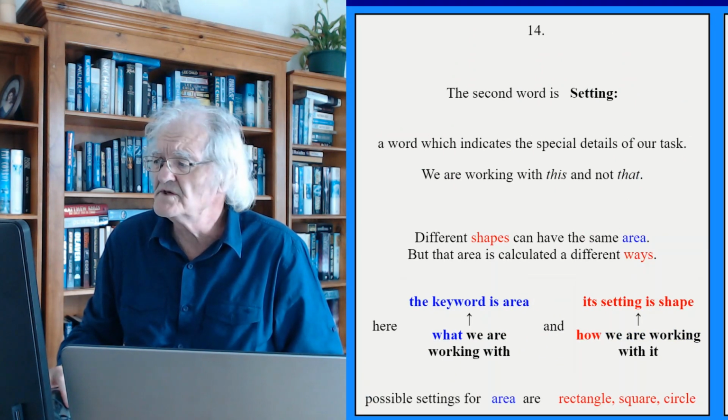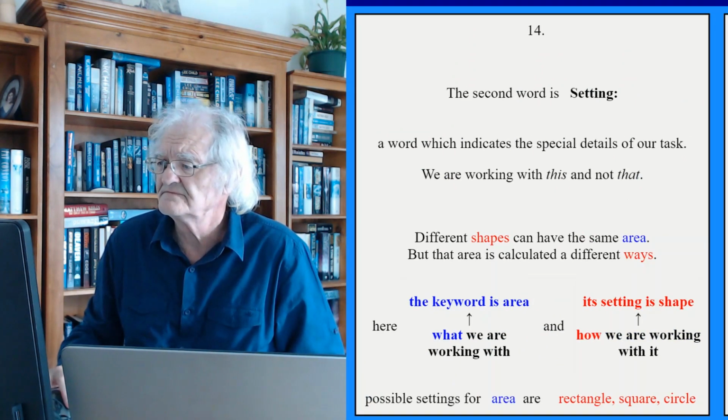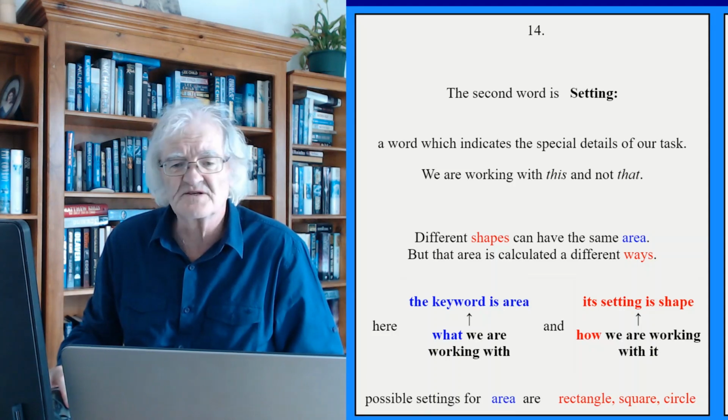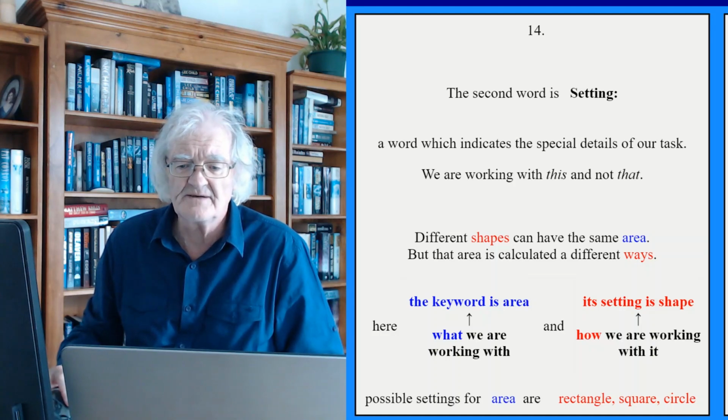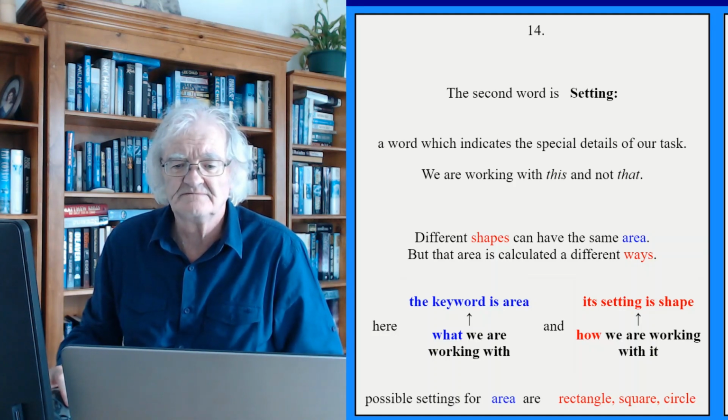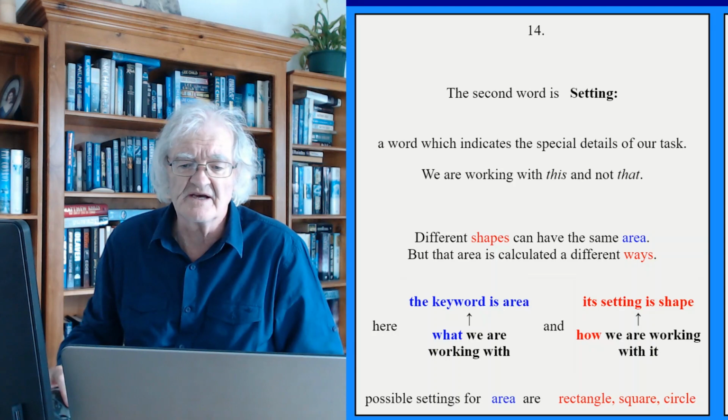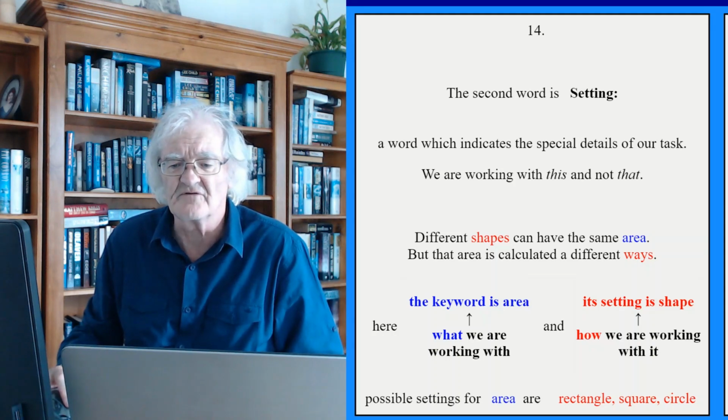The second word is setting, a word which indicates special details of our task. We are working with this and not that. Different shapes can have the same area, but that area is calculated in different ways.